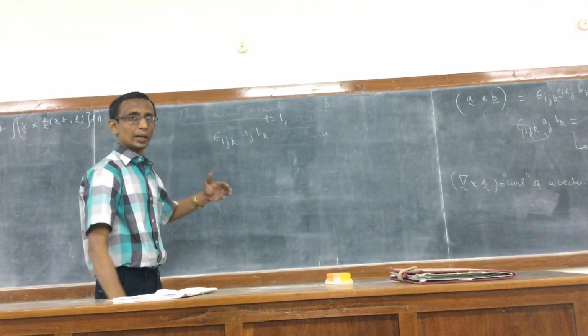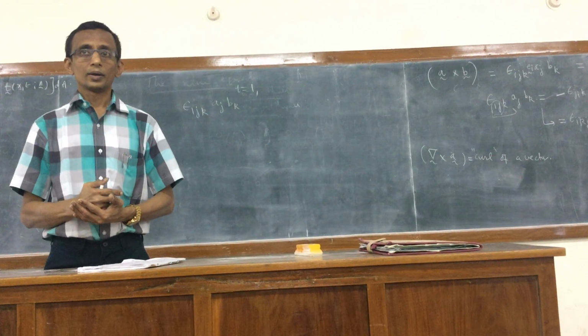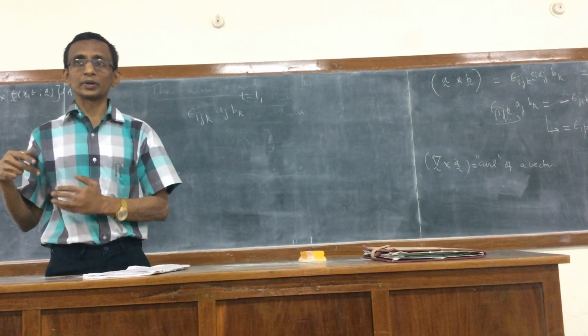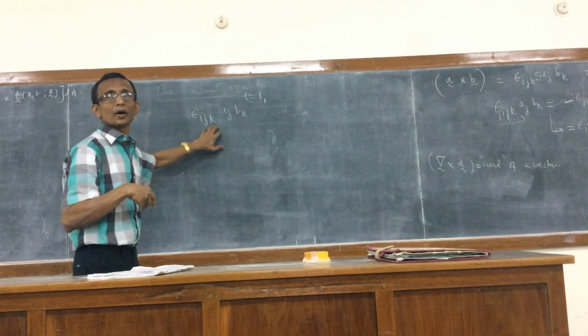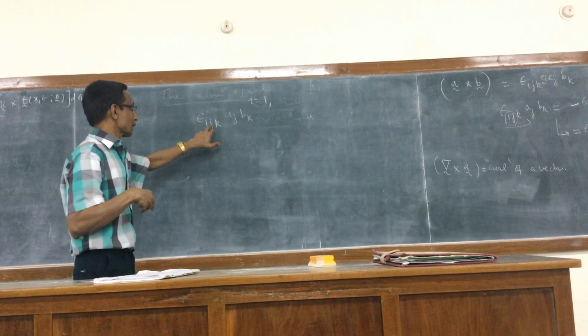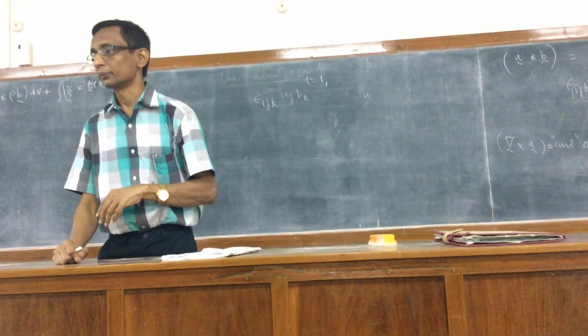E1 JK AJ BK. This is a sum over J and K. J runs from 1 to 3 and K runs from 1 to 3. However, because of the property of the epsilon I j k, I only have to consider the possibility of j and k being 2 or 3, right?